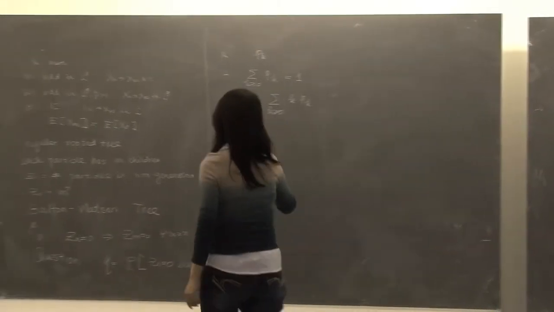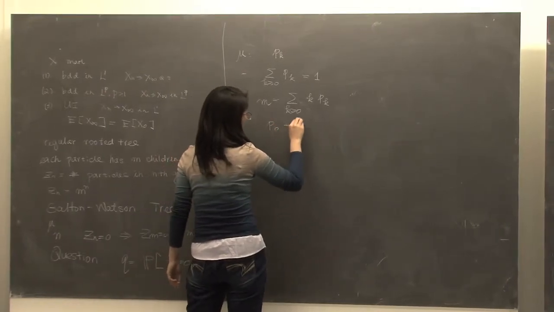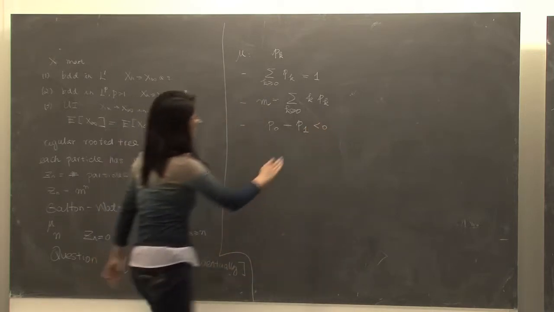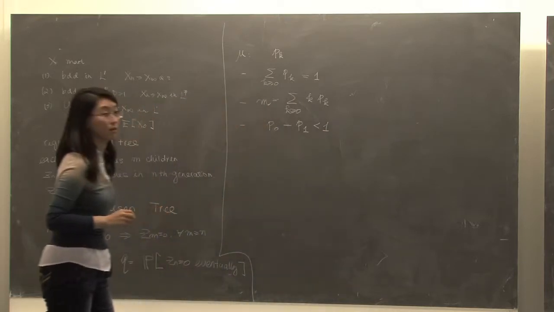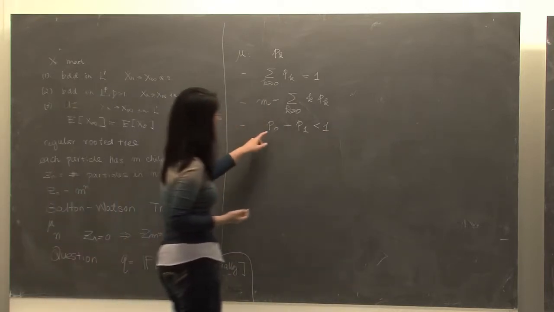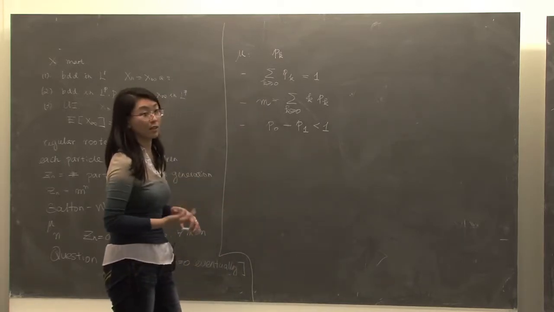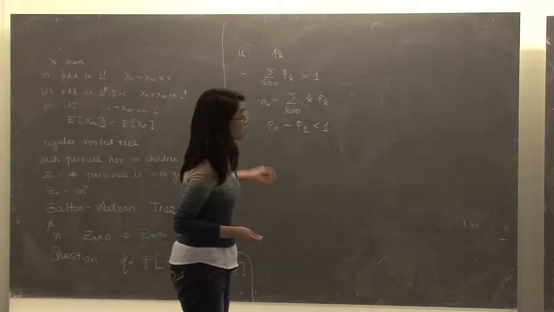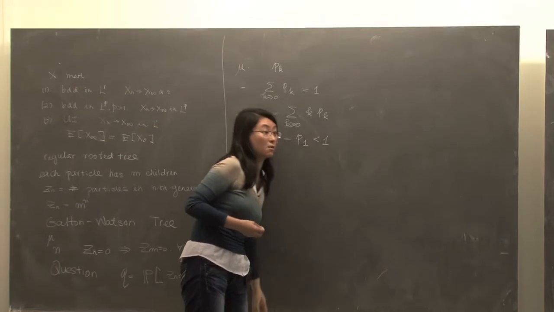And the important assumption throughout this example is that the probability to have 0 children or only 1 child is strictly less than 1. Because if we know that it has either 0 or only 1 child, then we will die very quickly. So throughout this model, we restrict that p_0 plus p_1 is strictly less than 1.